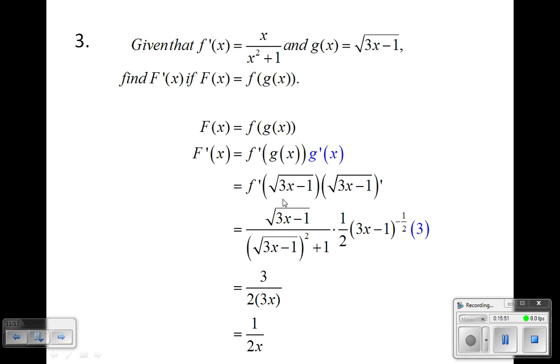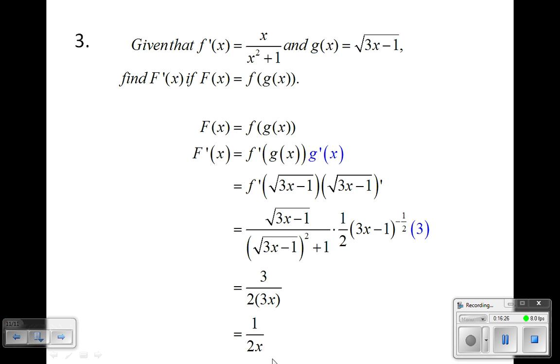So for starters, what is f prime of this? Well, f prime of x is this, so if I replace x with my g of x part, f prime of root 3x minus 1 will be root 3x minus 1 over root 3x minus 1 squared plus 1. And that's what all of this part here is. And then the derivative of this part here is a power rule. It's a 1/2 power, so power comes down a half, rewrite the inside, subtract 1, derivative of the inside is 3. Okay, and then square root squared cleans up nicely and it simplifies well.